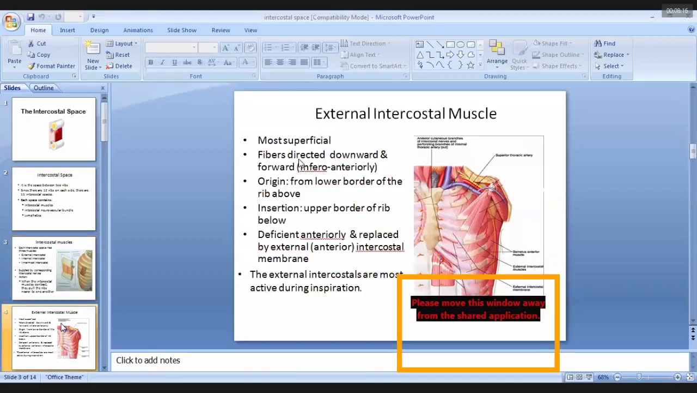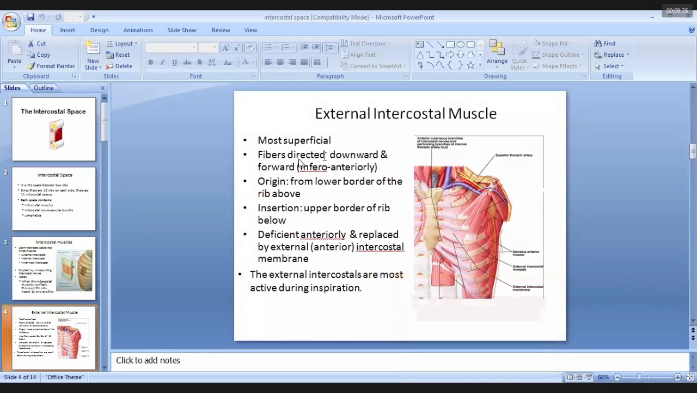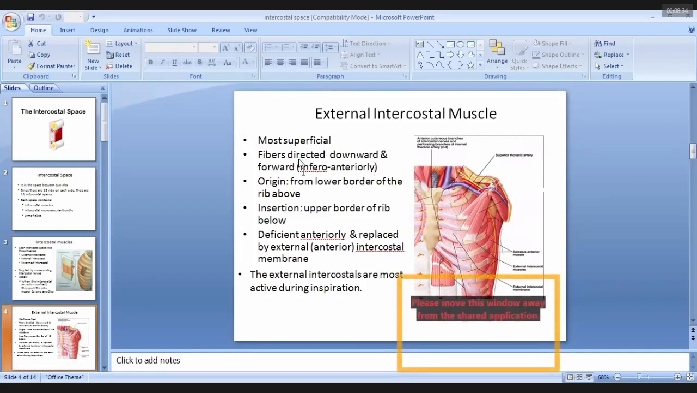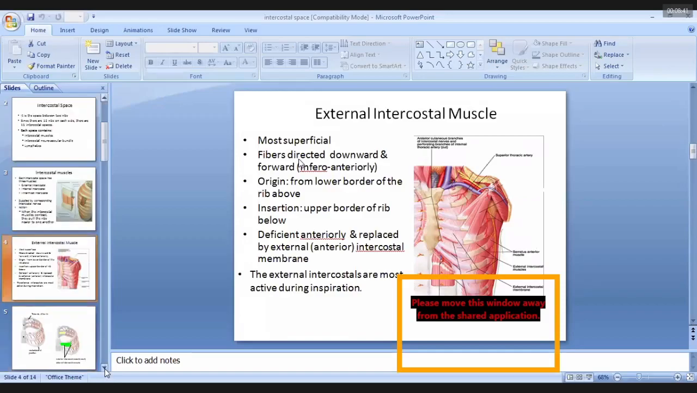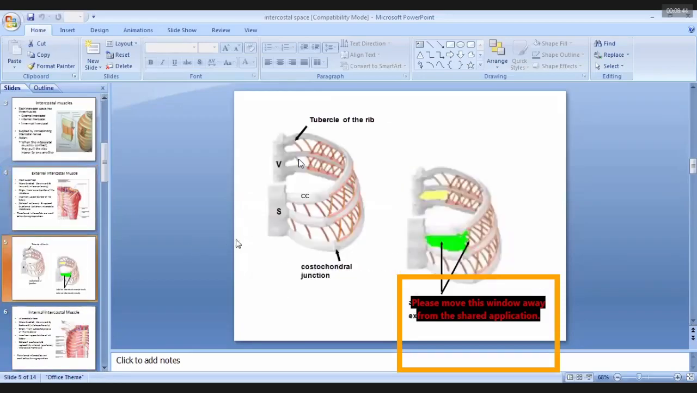The first muscle, the external intercostal muscle, is the most superficial muscle of this group. The fibers of this muscle run in an anterior and inferior direction, which means forward and in a downward direction. See in this figure. These are the fibers of the external intercostal muscle, running in an anterior and inferior direction.